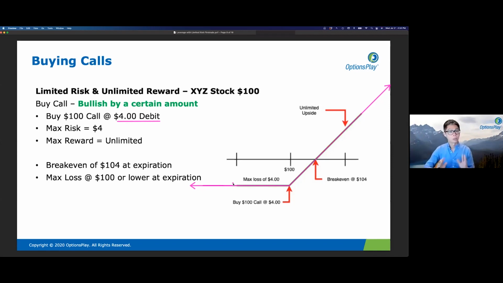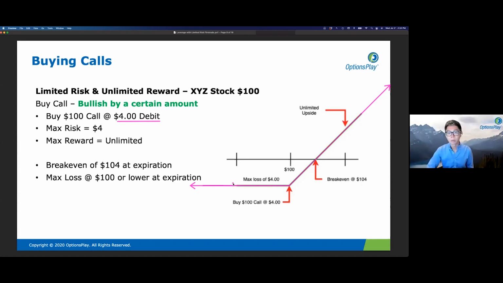Now, this sounds like a pretty good deal, right? Who doesn't want to have limited losses to the downside with unlimited gains to the upside? And largely, I think this is what attracts a lot of investors to trading options, this limited risk, unlimited reward risk profile that you get. However, there are some challenges with this.